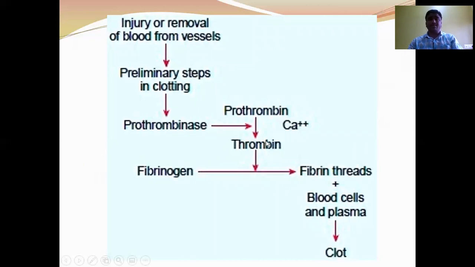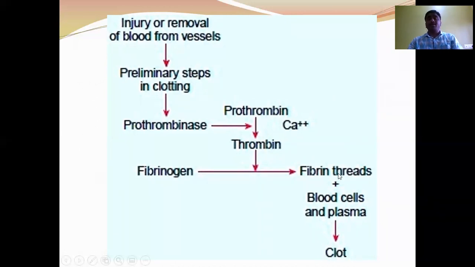Here you can see the process of blood clotting. When injury occurs, the damaged blood vessel is exposed to the tissue, which releases blood platelets, releases plasma thromboplastin, and a cascade reaction takes place. Finally, the prothrombinase or thrombokinase enzyme is released, and this prothrombinase acts on prothrombin and converts it into thrombin in the presence of calcium ions. The thrombin acts on the fibrinogen and converts it into fibrin.